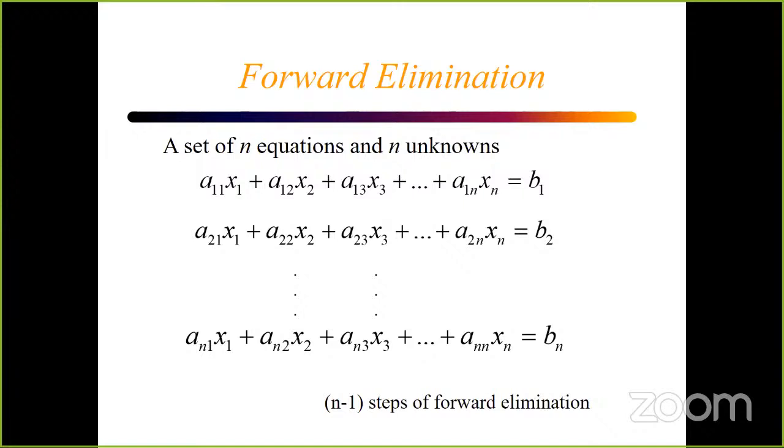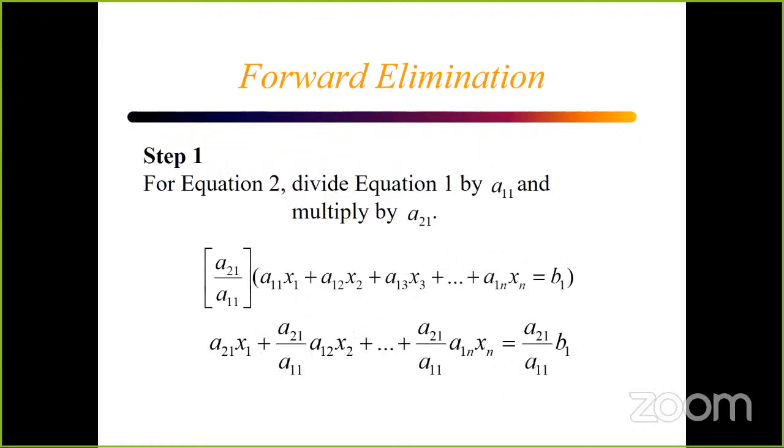Then that must be equal to a constant known as b1. The second equation can also be written like that: a21 x1, a22 x2, a23 x3 equal to b2. If you continue like that, an1 x1, an2 x2 up to bn. N minus 1 steps for the forward elimination procedure one has to solve. If that is the case, what do you normally do?